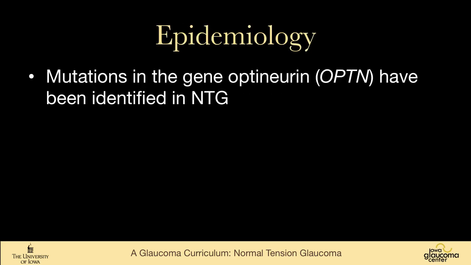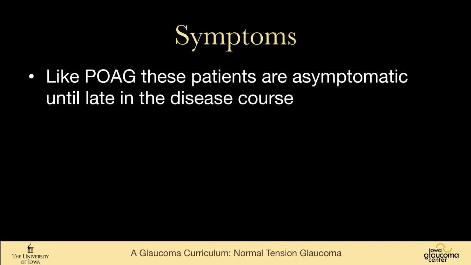Well, there's been a lot of work done trying to understand the molecular biology of normal tension glaucoma. There's really one gene that has had a lot of evidence to show that it's involved, and that's optineurin, which causes a small percentage of normal tension glaucoma. Like primary open-angle glaucoma, these patients are asymptomatic until late in their disease course.